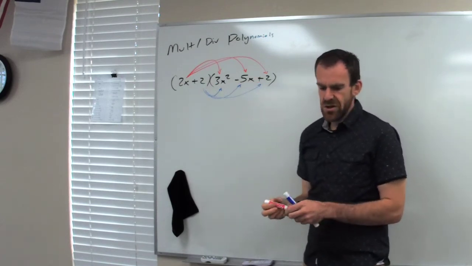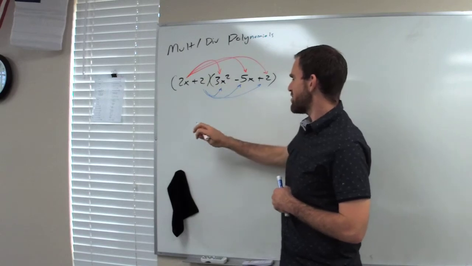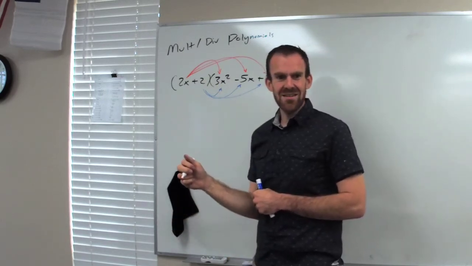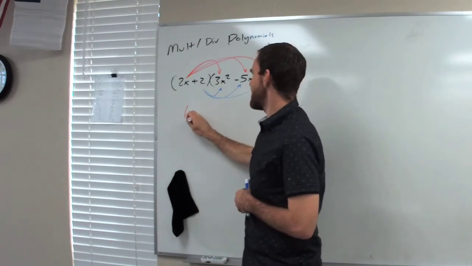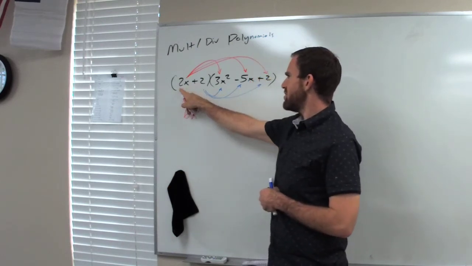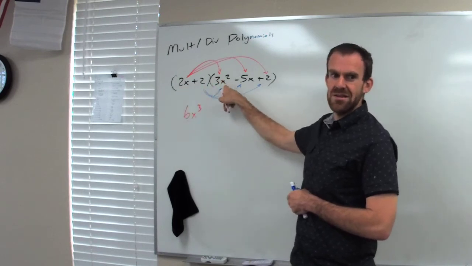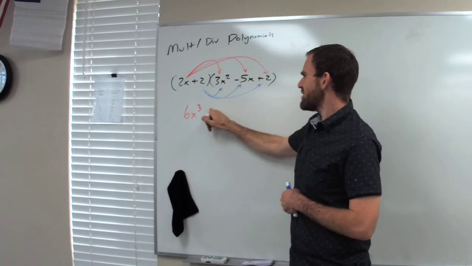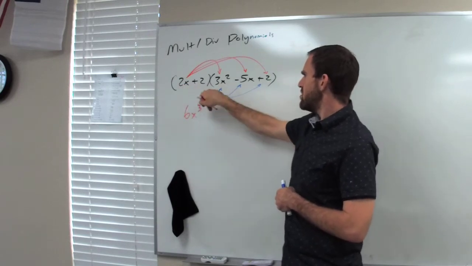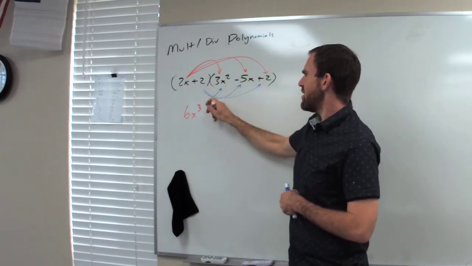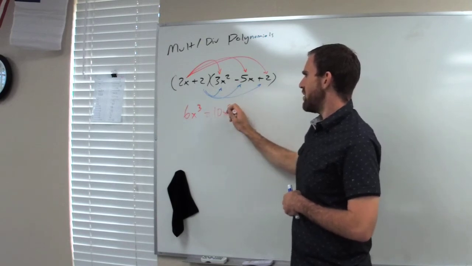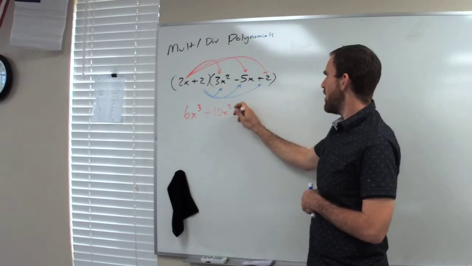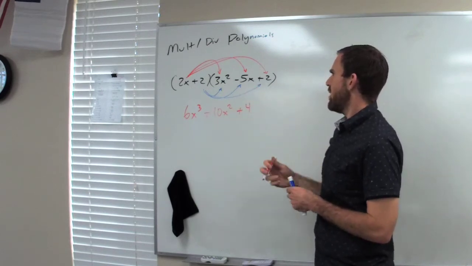So let's write out those first terms. 2x times 3x squared is, everybody? 6x cubed, right? 2 times 3 is 6. X times x squared is x cubed. Next, 2x times negative 5x is? Negative 10x squared. 2 times negative 5 is negative 10. X times x is x squared. Next one, 2x times 2. 2 times 2 is 4. That'll be positive. And that's that.